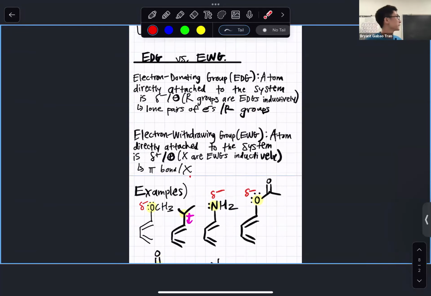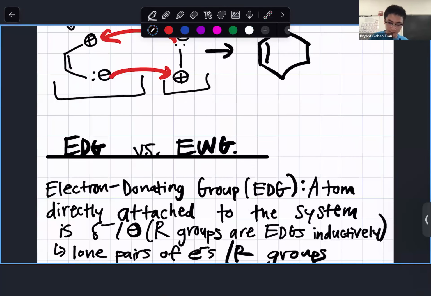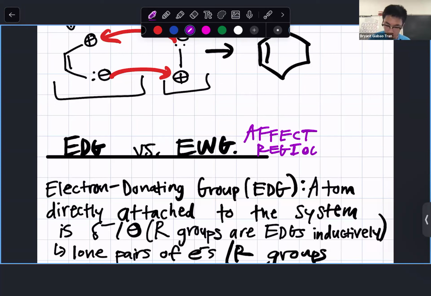Any questions on the definitions of EDGs and EWGs? Okay. These things here will affect the regiochemistry of the Diels-Alder reaction. Regiochemistry.